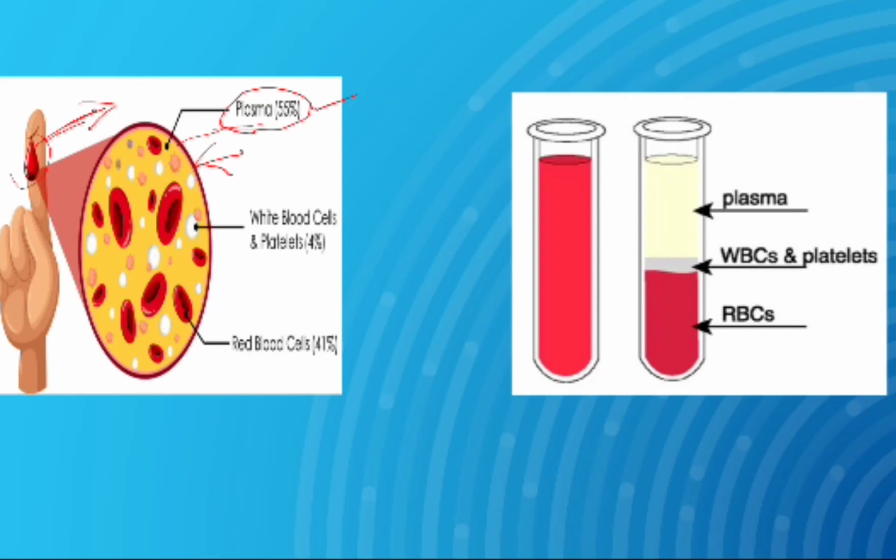Now apart from plasma, you see the cells suspended. The red colored disc shaped structures are known as RBC or red blood cells, which nearly make up 41% of the blood, and they are essential for transport of oxygen. These are the cells which have hemoglobin, which is required to bind the oxygen for transportation within the blood.